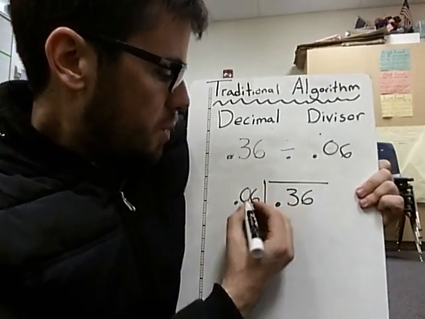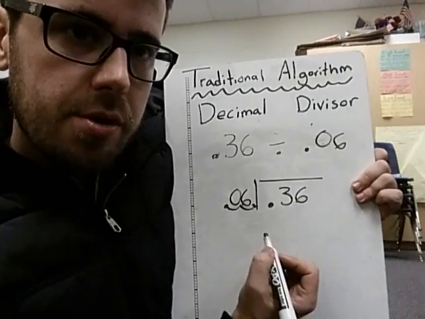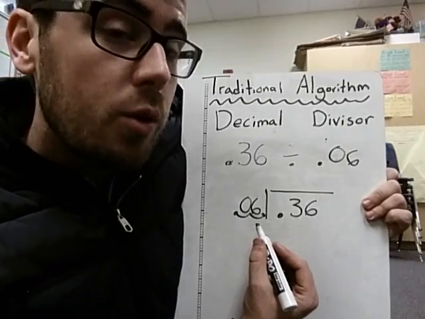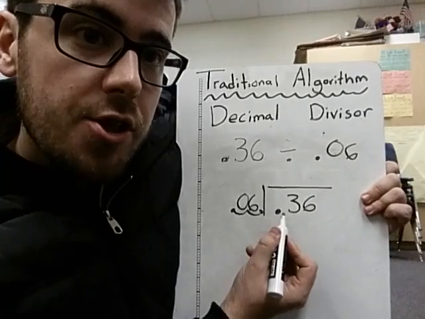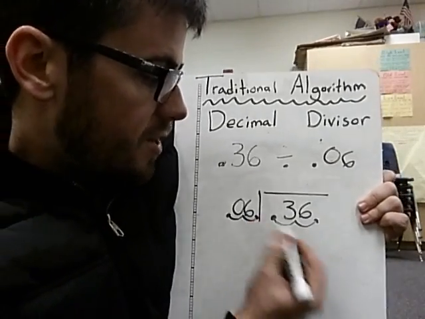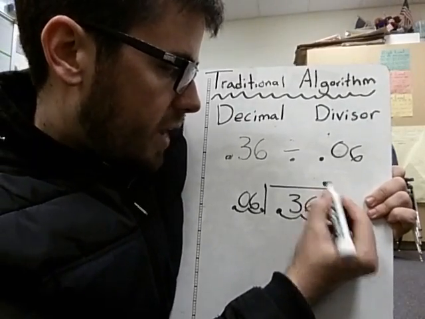So watch what I do. I'm multiplying times 100, or I'm doing 1, 2 jumps, okay? Now we're not dealing with 0.06. We're dealing with just regular old 6. So remember, whatever you do to your divisor, you do to your dividend. We do 2 jumps to the right, just like we did here. Now we move our decimal up to its new location.